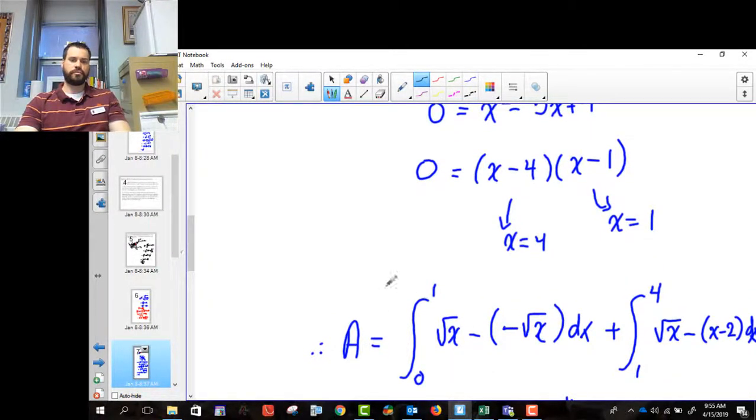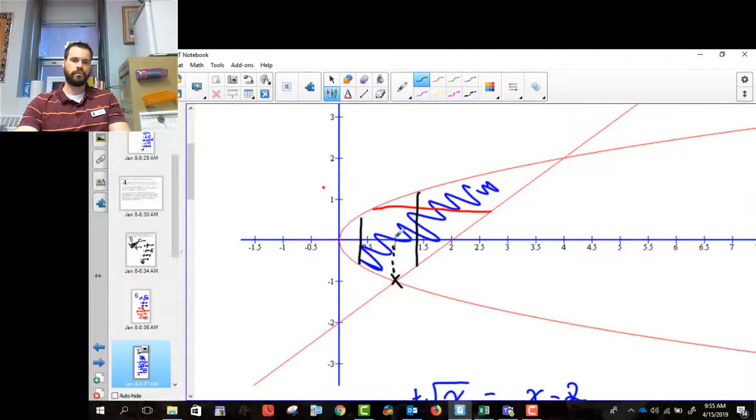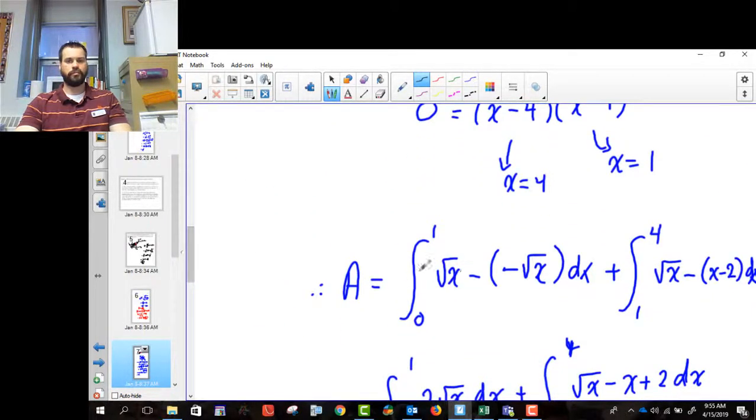The first part of the integral from 0 to 1, so that's this part here, all of this. The top function is root x, the bottom function is minus root x. So that's where I'm getting this from, okay? But then from 1 to 4, the bottom function is now the line, x minus 2. So you get a fairly complicated integral.